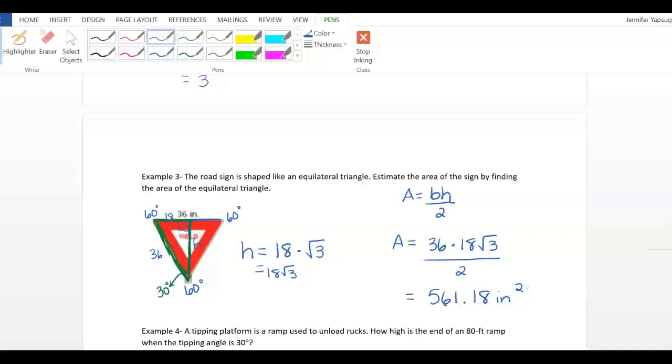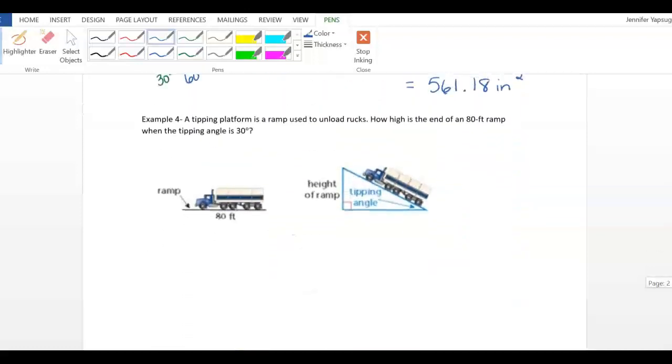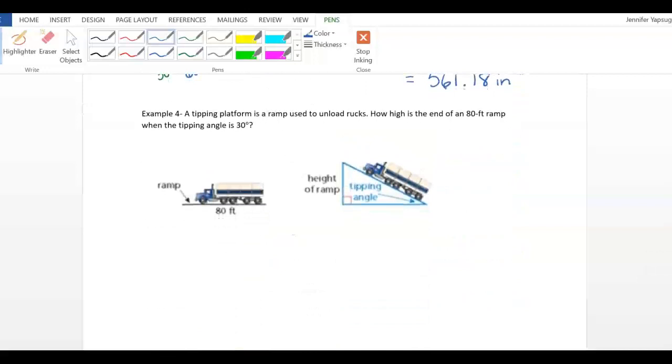Okay, last example that we're going to look at is example 4. So we have a tipping platform that is a ramp used to unload trucks. So if you have your truck and they raise the height of the ramp so that they can unload the trucks. We want to know how high is the end of the 80-foot ramp when tipping at a 30-degree angle.